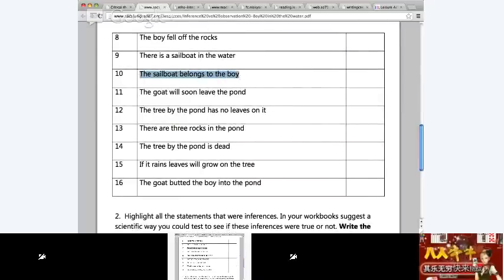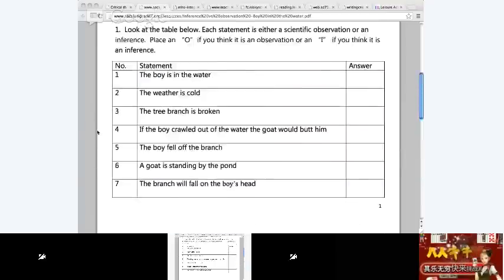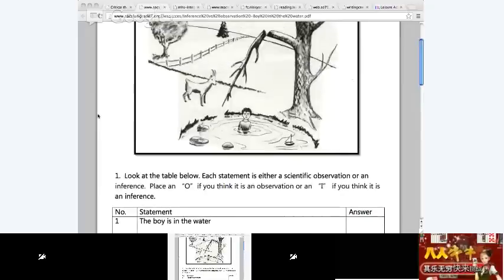Yeah. "The sailboat belongs to the boy." What do you guys think that is? Observation or inference? Well, I go for inference. Inference, perfect. Why? Because you can't be 100% sure the boat belongs to the boy. Exactly. Could be, but you can't be absolutely sure.